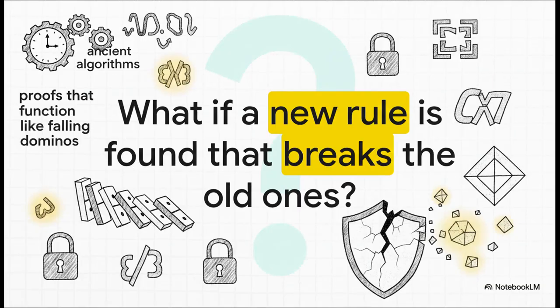So there you have it. Ancient algorithms, clock math, and proofs that work like falling dominoes. These incredibly elegant, simple rules are the invisible guardians of our entire digital world. But it leaves us with one critical question. In a field that is built on absolute certainty, what happens when a new discovery suddenly breaks the old rules?